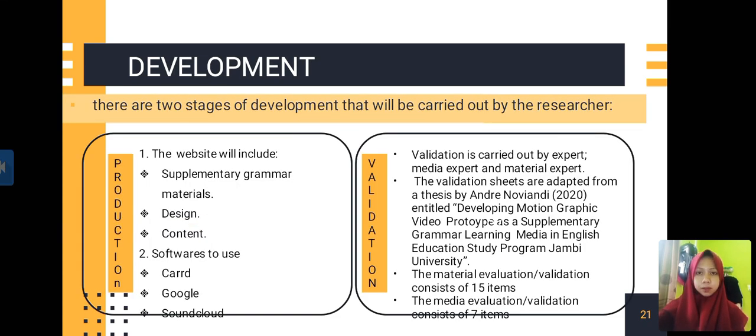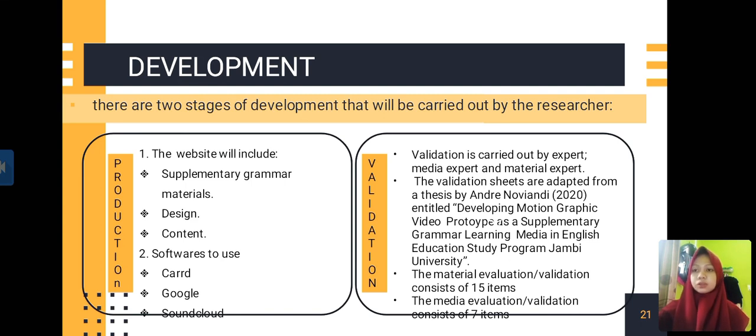Next is development. There are 2 parts of the development stage that will be carried out by the researcher. The first part is production. In this part, the website will include supplementary grammar materials. Design, which means I will design the website as attractive as possible, and the content.